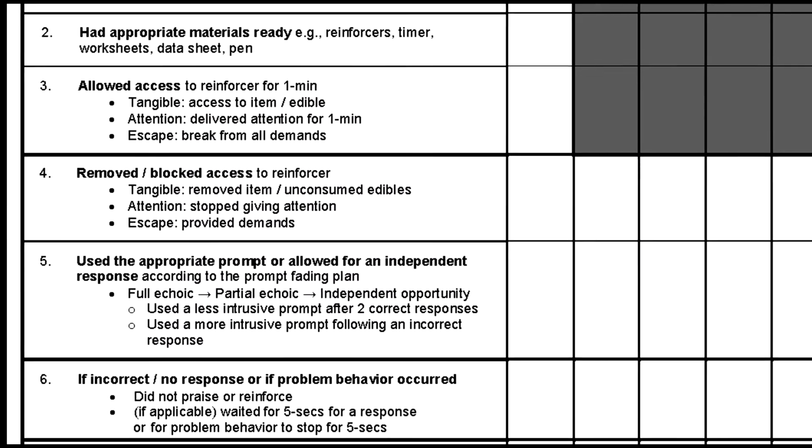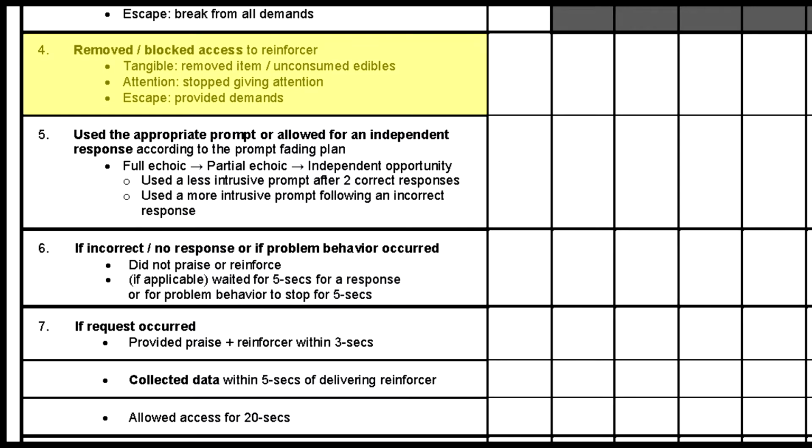Moving down. Item 4 is correct if the technician initiates the session by removing or blocking access to the reinforcer. This creates the opportunity for the client to request. Immediately after removing or blocking access, the technician should prompt or withhold a prompt according to the prompt fading plan. I've put in a summary of the prompt fading plan to help us keep track.